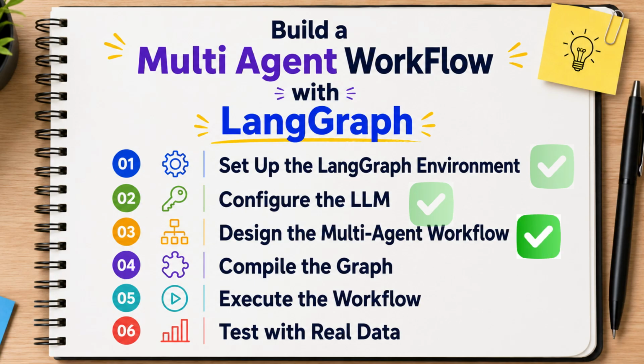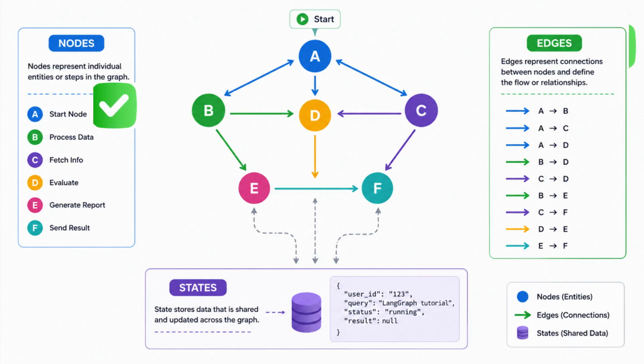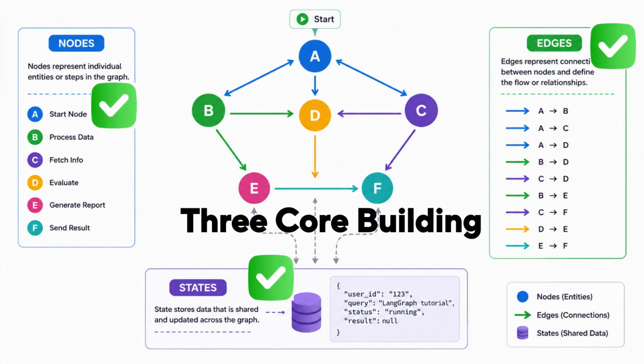Let's start the most exciting part. Design multi-agent workflow. Nodes, edges, and state are the 3 core building blocks of LangGraph. Without understanding these concepts, it's almost impossible to design even a single agentic AI workflow in LangGraph. Let's have a quick look on them.